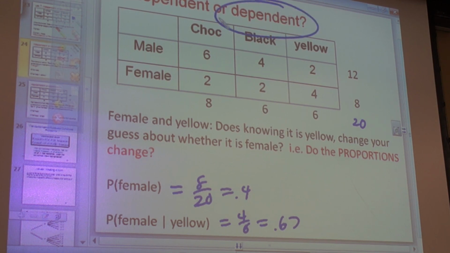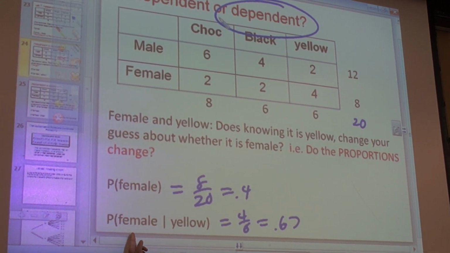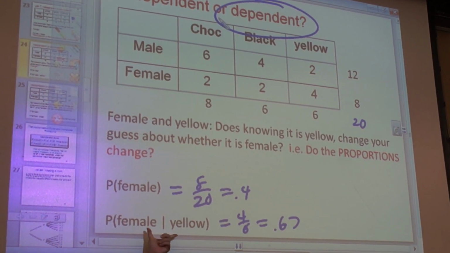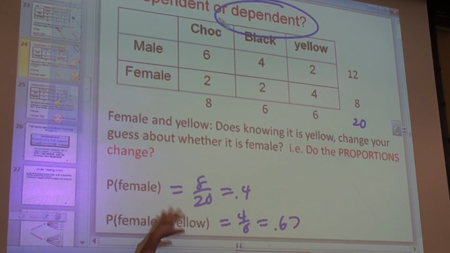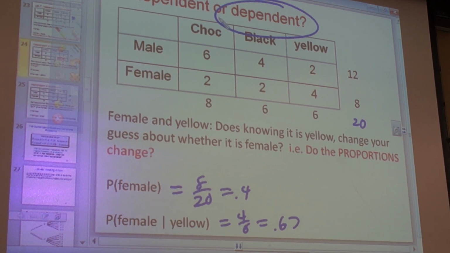Dependent. Okay, so you have to pick, again, the same probability. Probability of female, compared to probability of female again, but female is given something, given yellow, to check between yellow and female. I'm not going to give you these prompts on the exam. I'm just going to ask you, are female and yellow independent or dependent? And why?